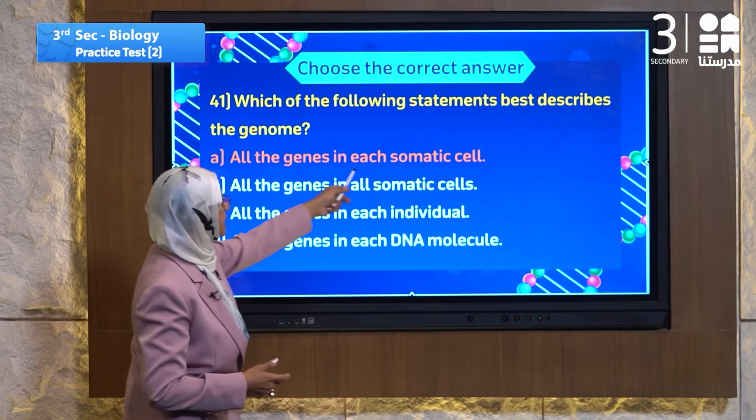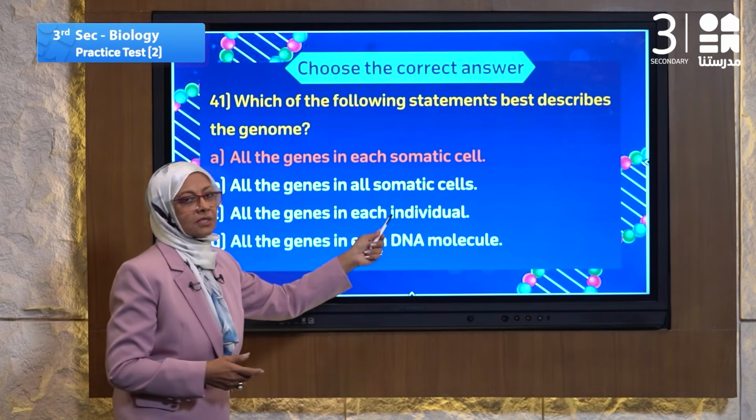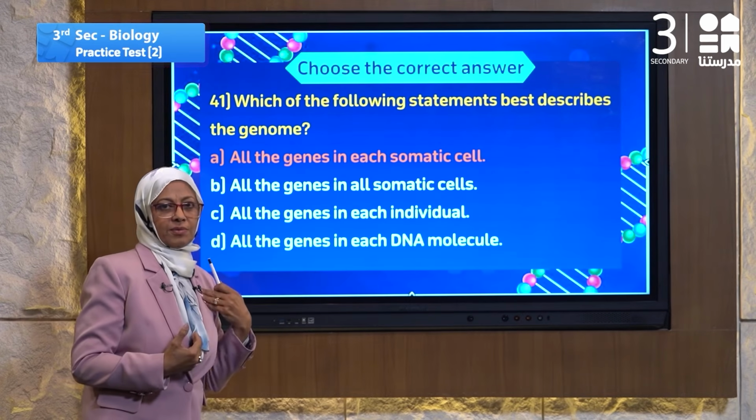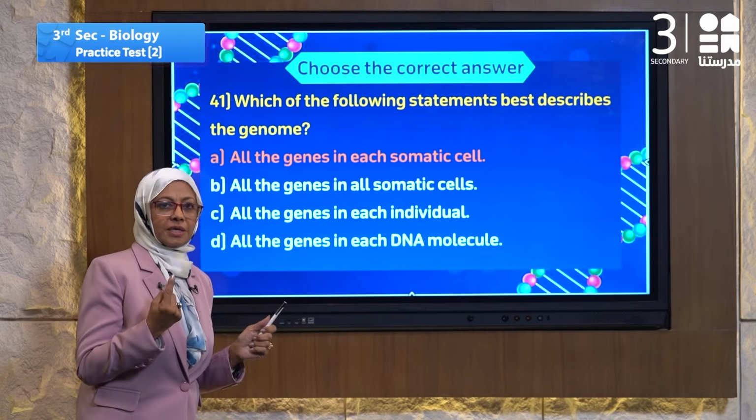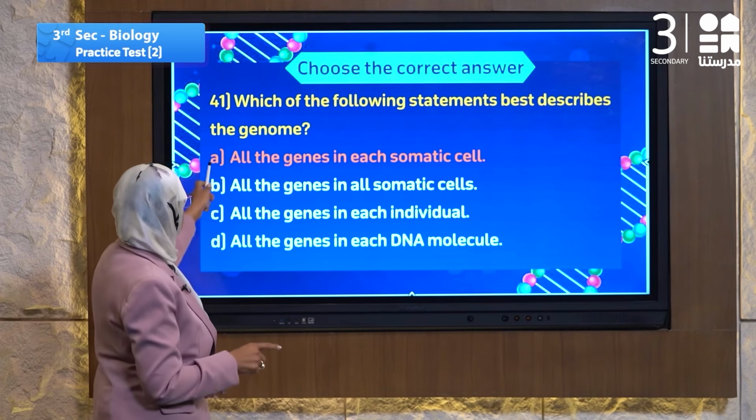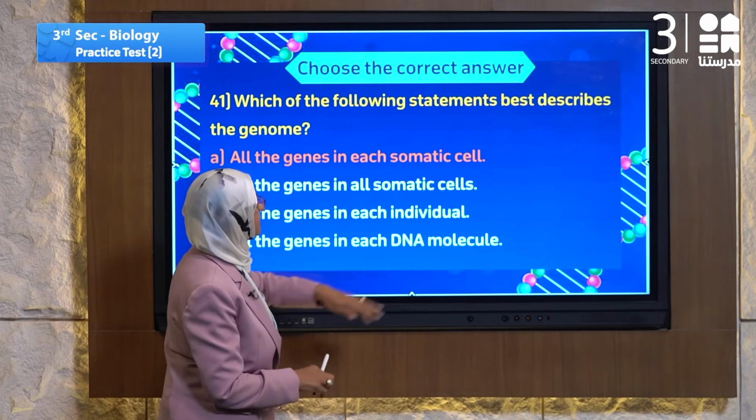A, all the genes in each somatic cell. 46 chromosomes for the human being is a copy, one copy in each cell. So the answer is all the genes in each somatic cell.